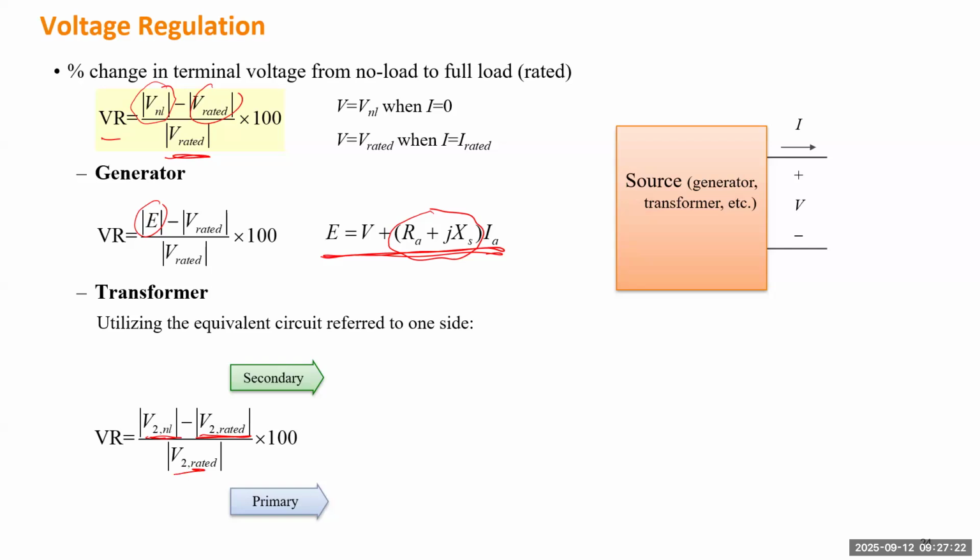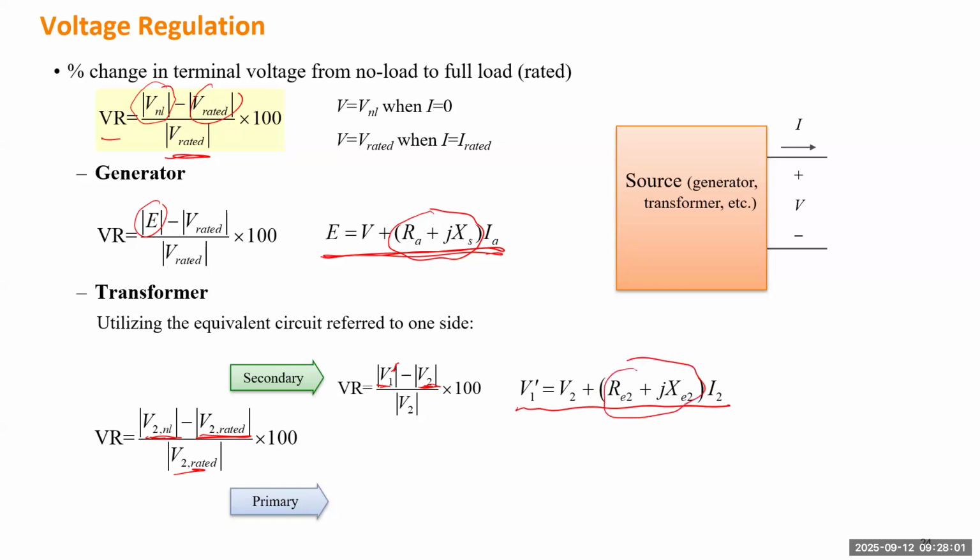That's the original definition. But then we need to transform to either the primary side or the secondary side. If we transform to the secondary side, the V2 rated will basically just be V2. And the no load voltage will be the source voltage transformed to the secondary side. So you see, we put V1, which means primary voltage, but there is also a prime here, which means after the transformation. So the equation will be this one.